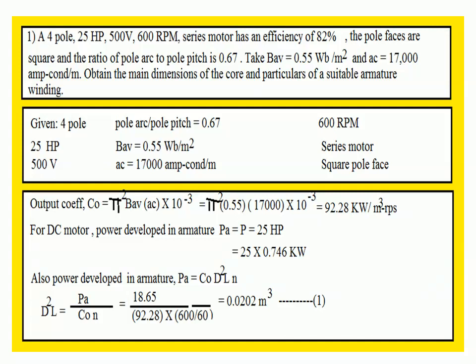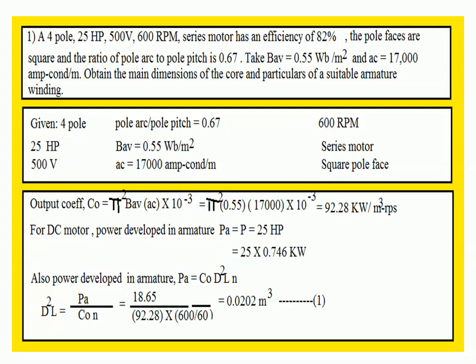Very first of all, write down what the given data are: 4 poles, 25 HP, 500 volts, ratio of pole arc to pole pitch 0.67, B average 0.55, AC 17,000, series motor, square pole face, 600 RPM. Write it down on one side, it is the better practice.